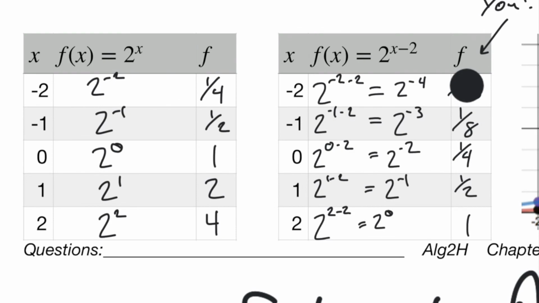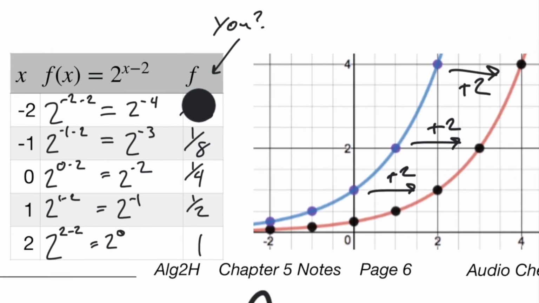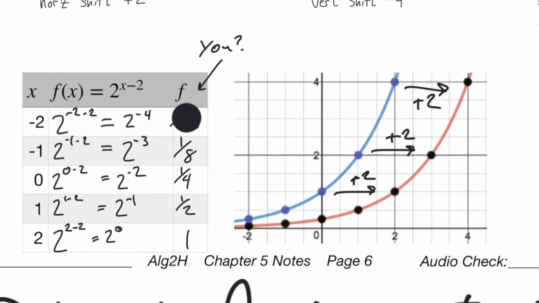I want you to figure out what the value is right here. You can do that by either continuing the pattern, or you can calculate what is 2 to the -4th. Either way, there's one specific number right there, and I want you to find it. Anyway, if you plot these, then you can see all of these values got shifted plus 2 to the right from the parent graph.